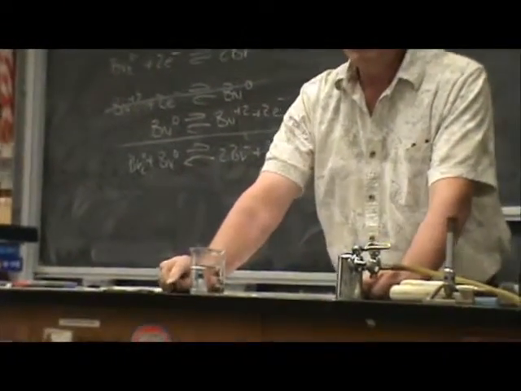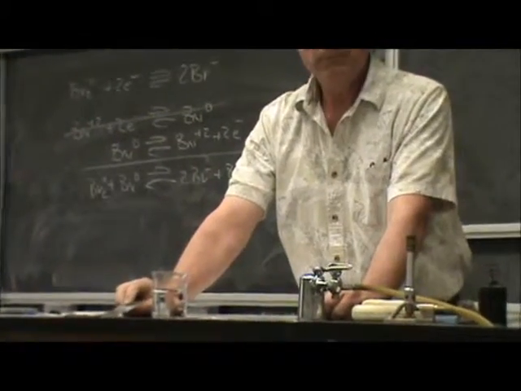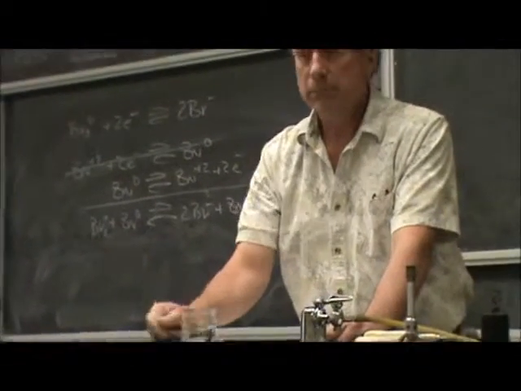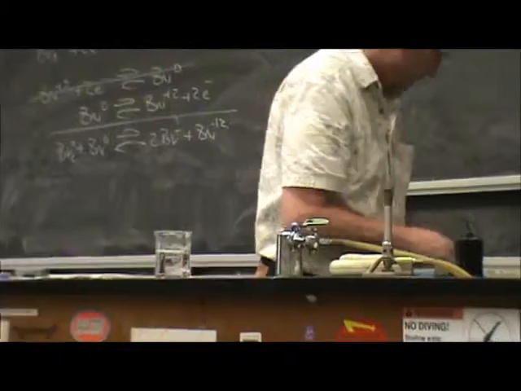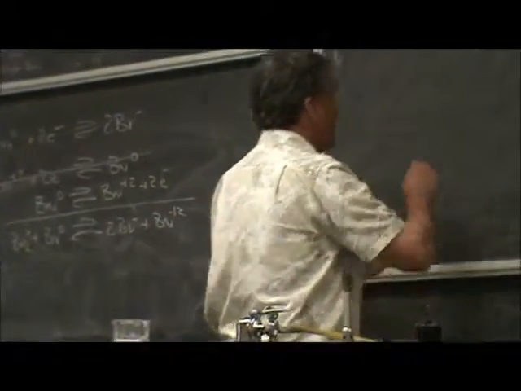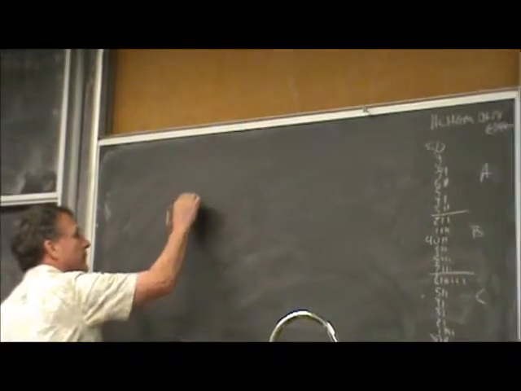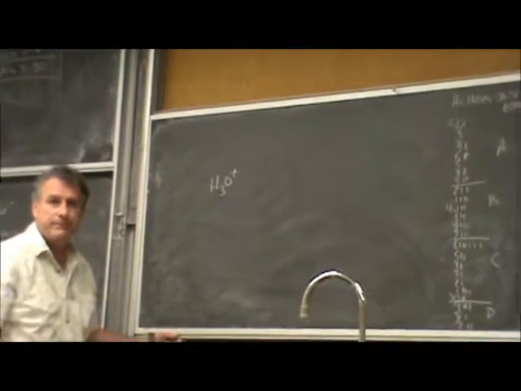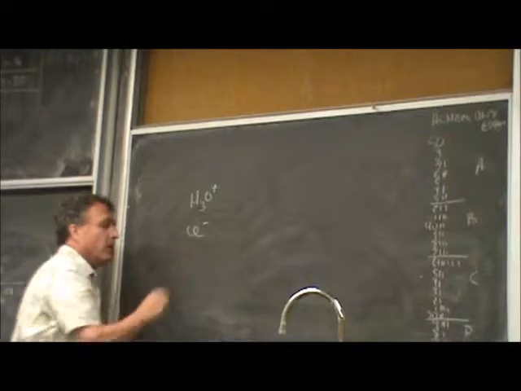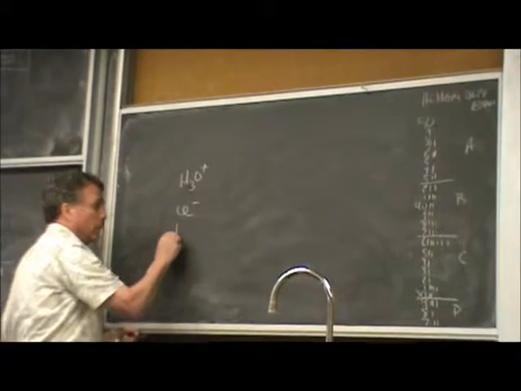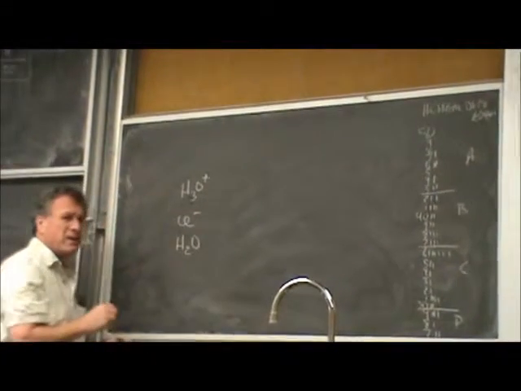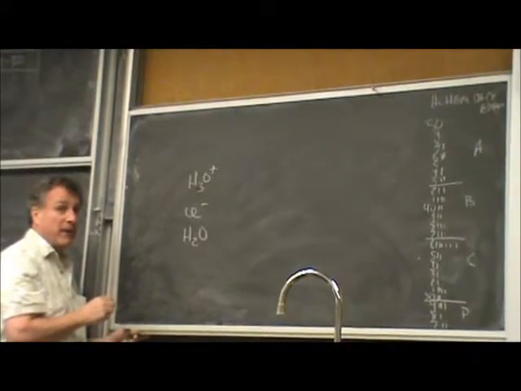What could it react with? What's in the beaker? Hydronium ions. We know it's a hydrochloric acid solution. What else is in the beaker? Chloride ions. What else is in the beaker? Water. There's hydroxide ions, but not very many, huh?